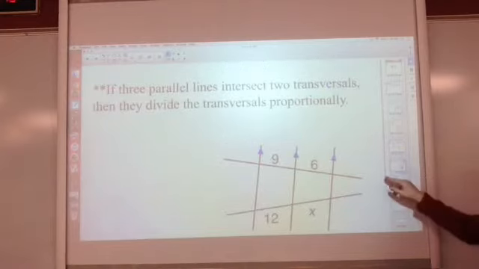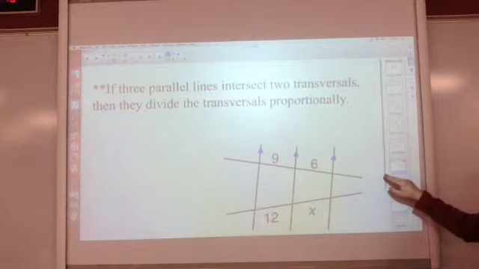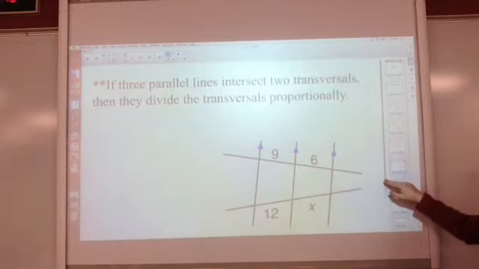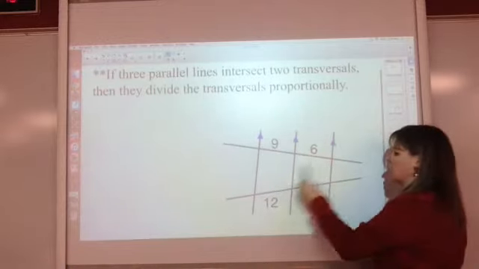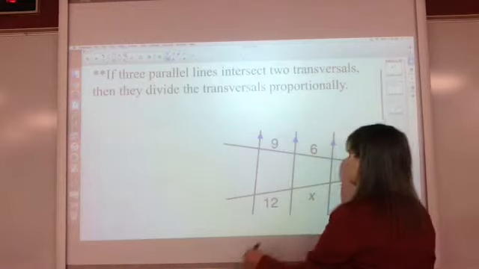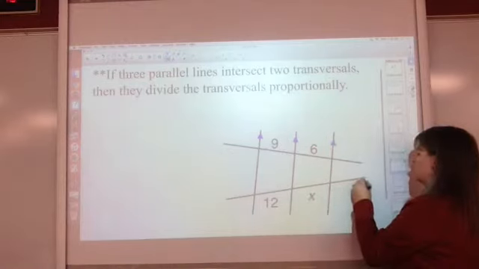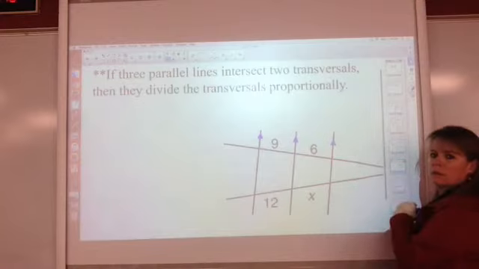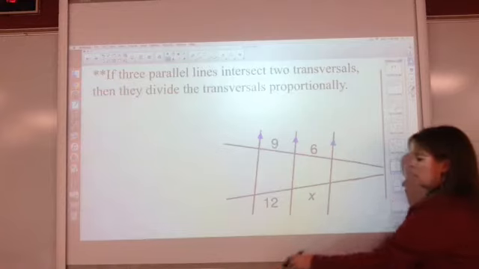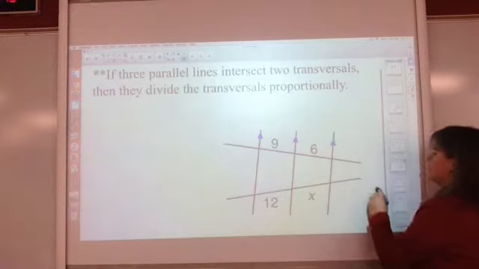Moving on, not necessarily a triangle, but close. If 3 parallel lines intersect 2 transversals, then they divide the transversals proportionally. 3 parallel lines intersect 2 transversals. Well, really, technically, all we did was cut a triangle into more pieces. We could extend that out and make it a triangle. Same idea.